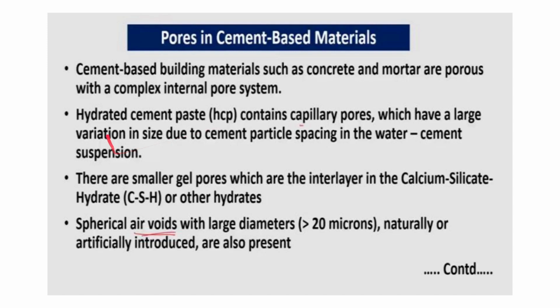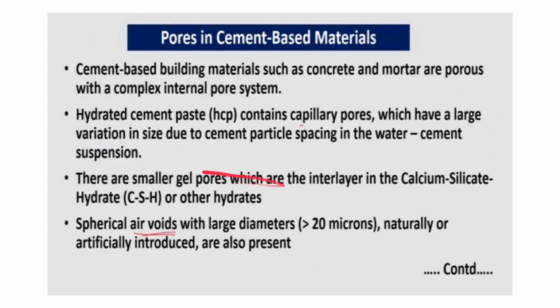So cement-based materials, such as concrete and mortar, are porous, and they have a complex internal pore system, as we will see now. The hydrated cement paste mainly contains the capillary pores as well as the gel pores. These are smaller in sizes. We will see the sizes also now. And the main pores which we will study are the capillary pores, which are of our concern, because their size range is very big, and they have a large variation in size due to the cement particle spacing in the water cement suspension.